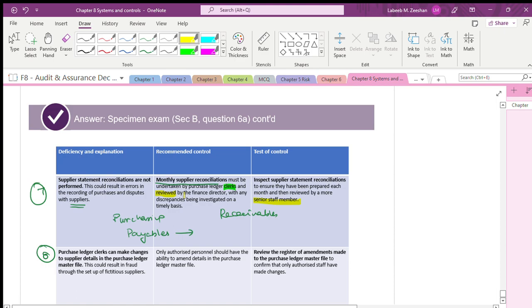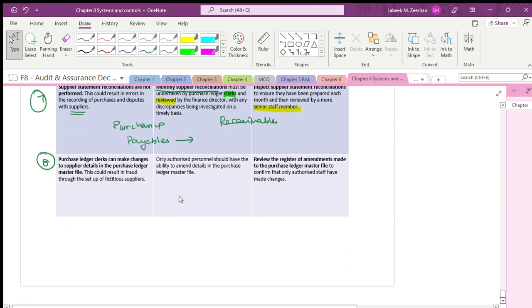Fine. Now, what is the next one? Purchase ledger clerks can make changes to suppliers. See the thing. You cannot do anything to a master file. You cannot do any changes in the master file, as simple as that. We have studied this in IT controls. In IT controls, we made it a point that the master file should not be touched. In the transaction file, you can do anything. You should have access only to the transaction file, nothing to the master file.